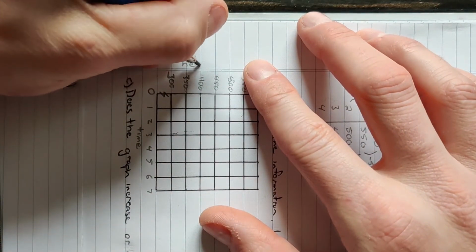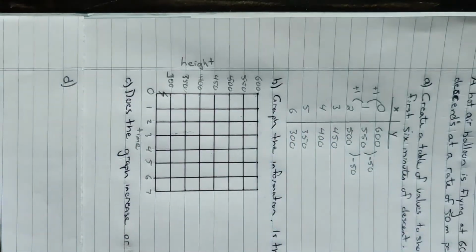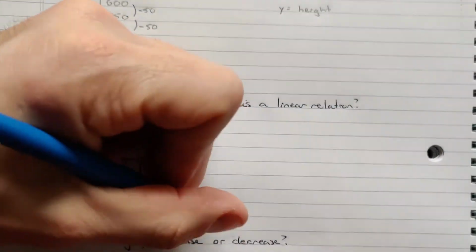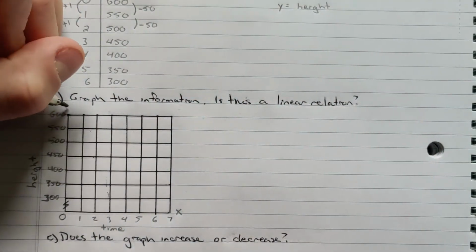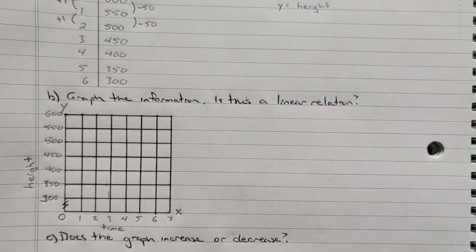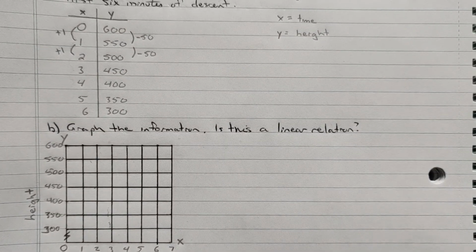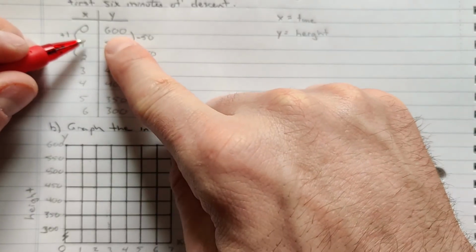And over here, I have the height. So I got a time and height. So my time is on the x-axis, my height is on the y-axis. So I got my graph all set up. Now I can plot my points. So my first point is 0 and 600.